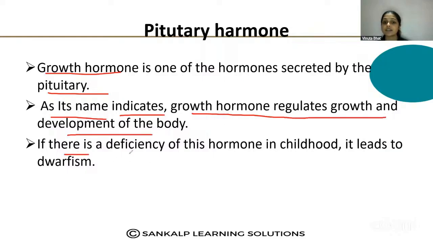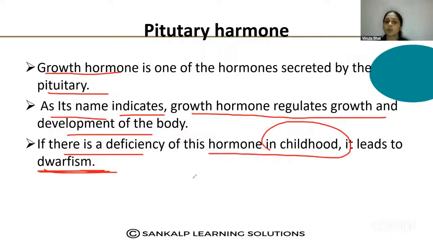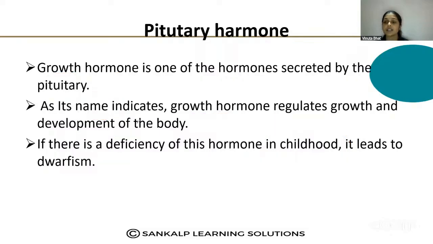So if there is a deficiency of the hormone during childhood, it leads to dwarfism, not able to grow properly. The body will become dwarf. That is in case the growth hormone is not released by the pituitary gland. Growth hormone is one of the hormones secreted by the pituitary.